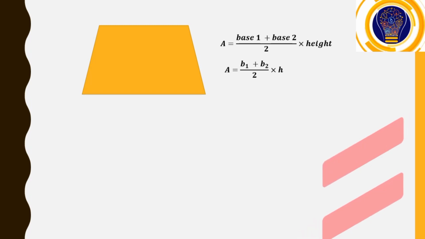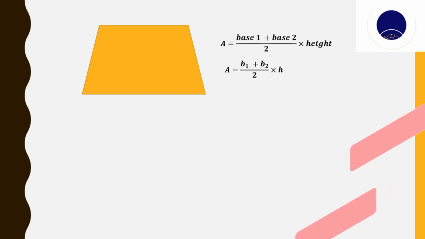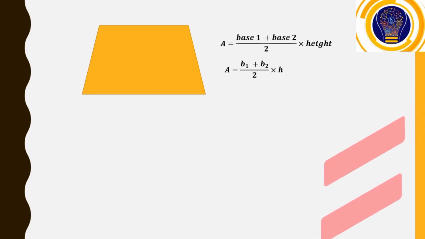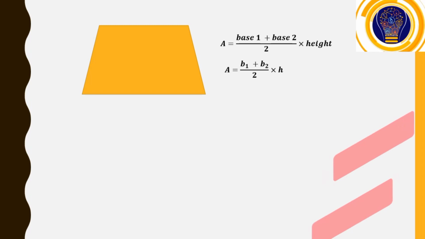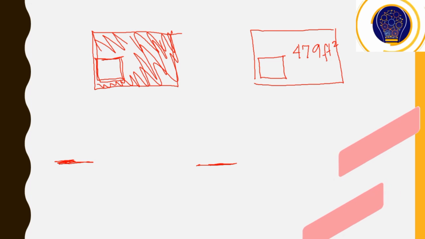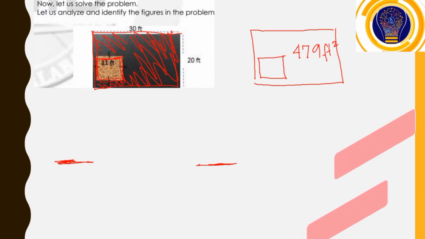So these are the formulas on how to get the area of plane figures. We will be using that in our lesson since we are to get the area of a composite figure. When we say composite figure, it is a figure that is composed of two or more different plane figures. Now let's proceed to an example. Now let's solve and analyze and identify the figures in our problem.